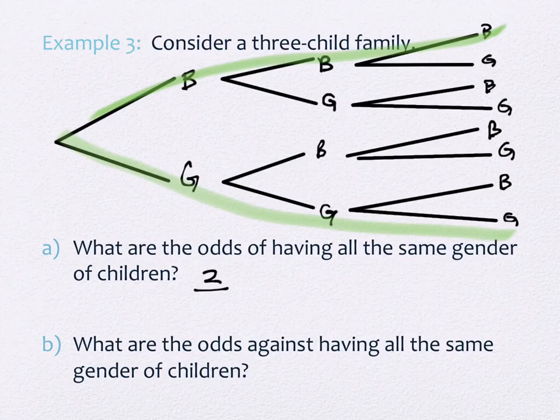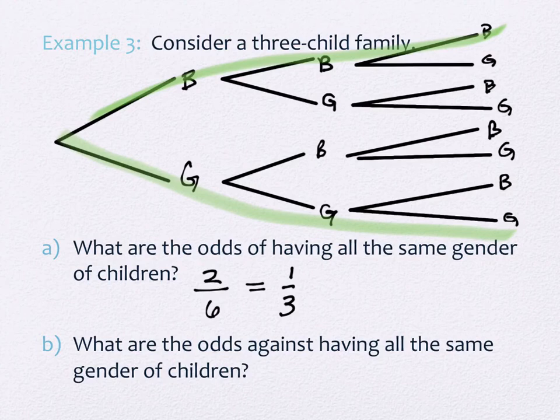I want to compare that to the ways that that does not happen. So how many ways does it not happen? Somebody say it. 6. There are 6 branches that are not highlighted right now. There's 8 branches total. Highlighted 2, so I didn't highlight 6. So the odds of having all the same gender of children is actually a 1 to 3 odds. It's not probability. The probability is something different, but it's odds, 1 to 3. You like this one? I like this one better.